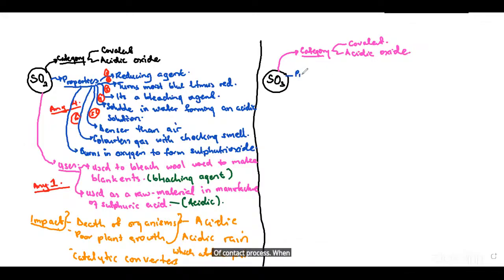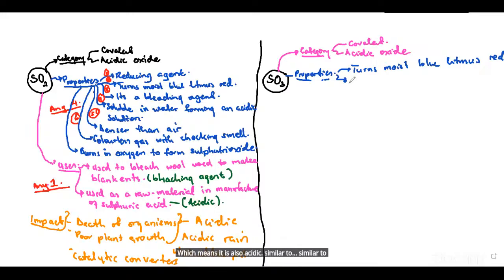When it comes to this side, properties, still there are properties which are similar. One, sulfur trioxide turns moist blue litmus red, which means it is also acidic, similar to sulfur dioxide. This gas is also soluble in water, forming sulfuric acid.